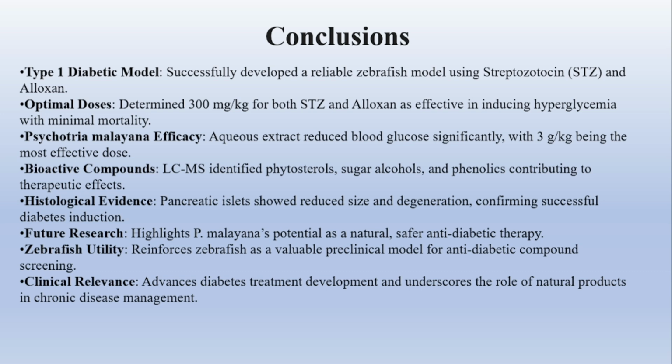And the Psychotria malayana efficacy. So the aqueous extract reduced the blood glucose significantly, with 3 gram per kilogram being the most effective dose. We call that the optimal dose. And the bioactive compounds, using the LCMS, identified the phytosterol, the sugar alcohol, and the phenolics contributing to the therapeutic effect. And for the histological evidence, the pancreatic islets show reduced size and degeneration, confirming the successful diabetes induction.